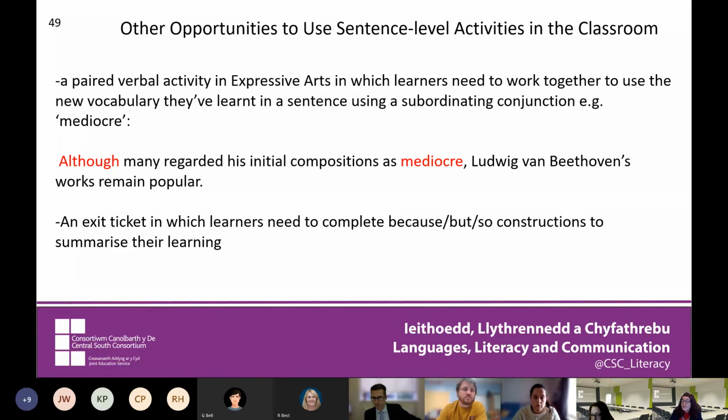You could give a paired verbal activity in expressive arts, in which learners need to work together to use new vocabulary and create a sentence using a subordinating conjunction. So for example, although many people regarded his initial compositions as mediocre, Beethoven's works remain popular. You could get them to develop an exit ticket in which they need to complete a because, but, or so, those constructions to summarise their learning. So as you can see, all of these activities can be seamlessly woven into the content material to drive the thinking and the learning.